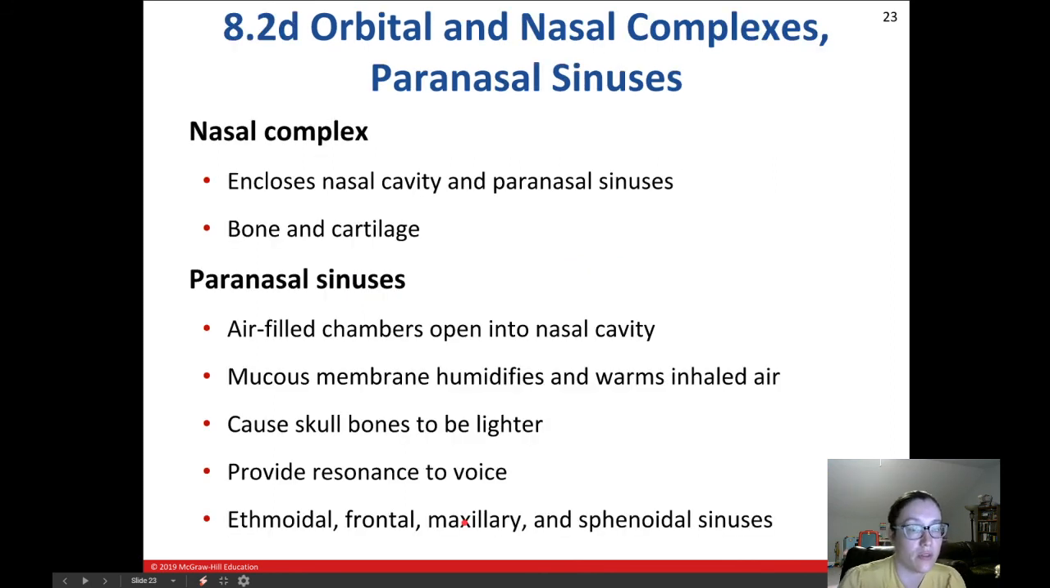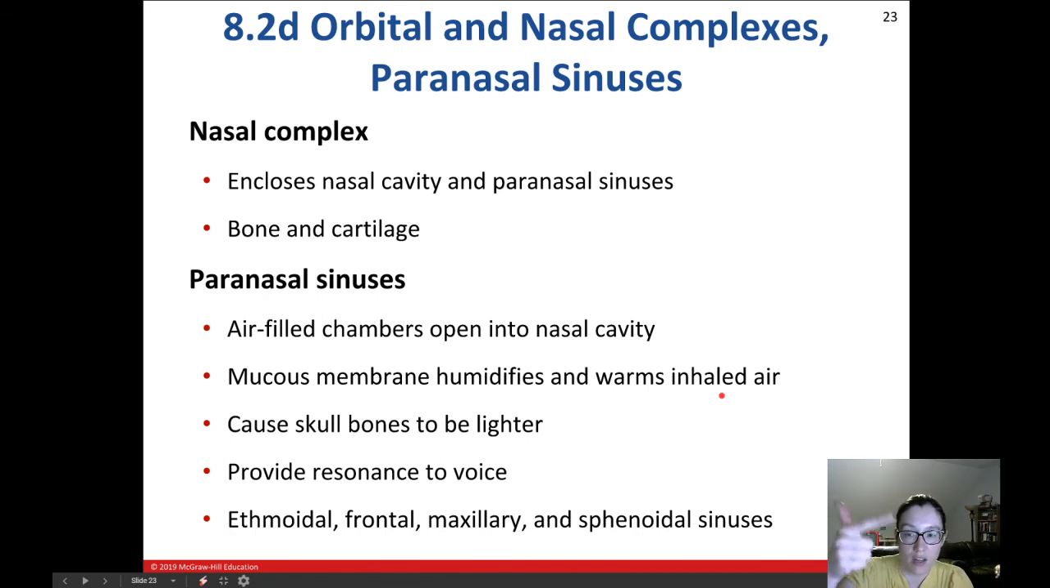Now as we go through some of the different things inside, I want you guys to know the paranasal sinuses. We will talk about them again in the respiratory system, but it's good to start learning them now. These are air-filled chambers within the bone, so they actually make the bones in your head a little bit lighter. They're lined with mucous membranes. They humidify and warm the air that you inhale. It also provides resonance for your voice.